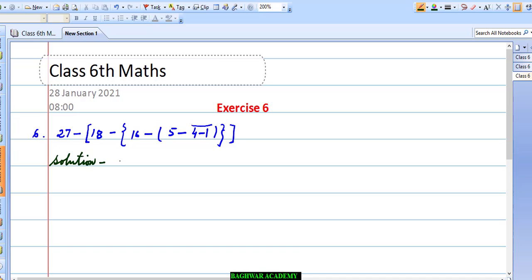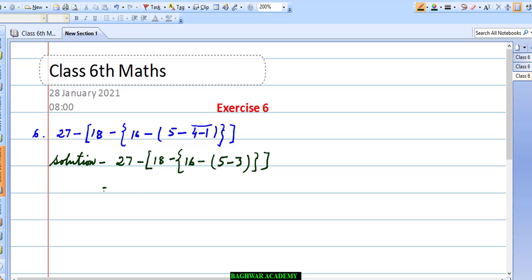Here you see, the rest of the things you just need to take down. 27 minus, rest all the things you just write down: 18 minus curly bracket you have 16 minus and then 5. Here you have 4 minus 1. So 4 minus 1 is equal to 3. So we will write minus 3. That's it. The rest of the things you just need to note down.